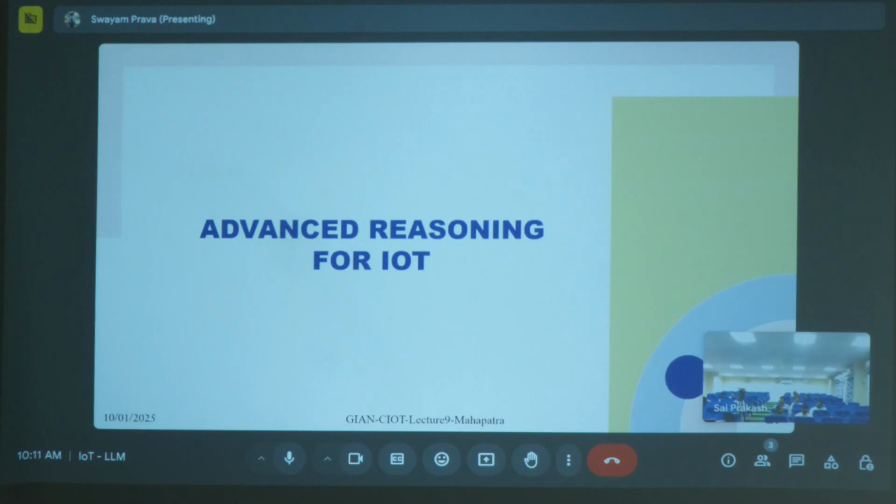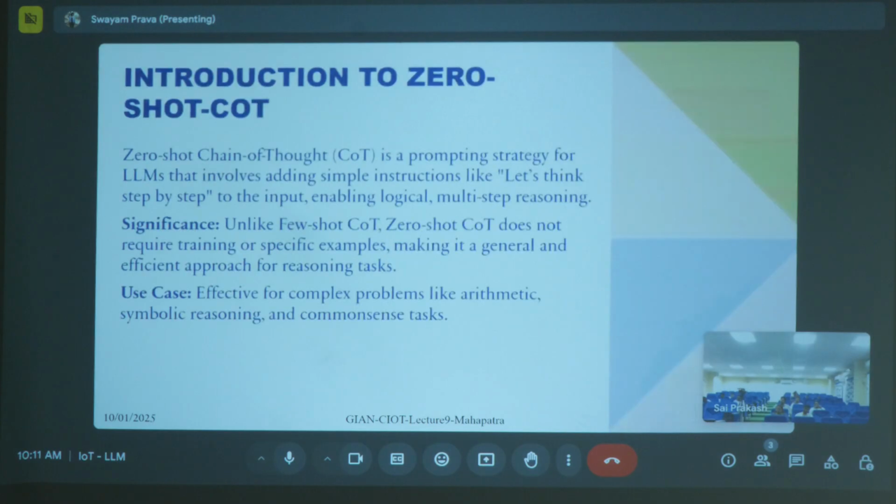Now let's explore how advanced reasoning enhances IoT capabilities. Again, we will go back to our zero-shot and few-shot, but this time we will be talking about the chain of thought capability.